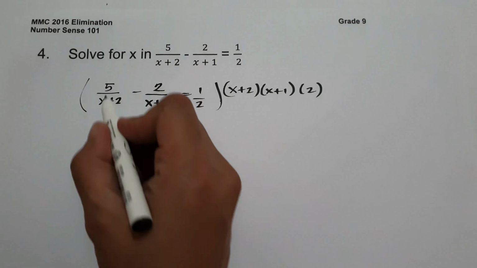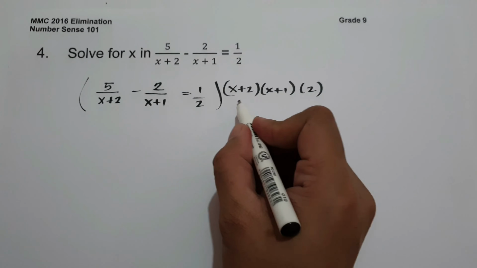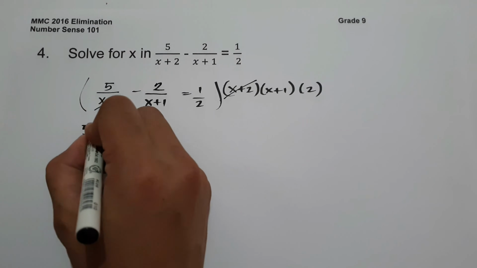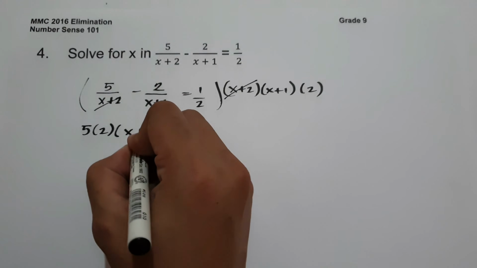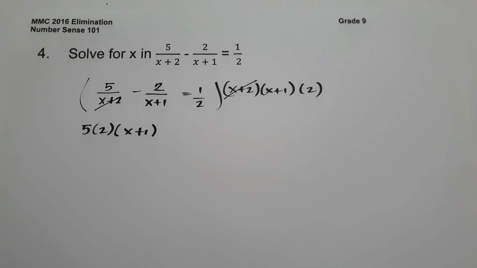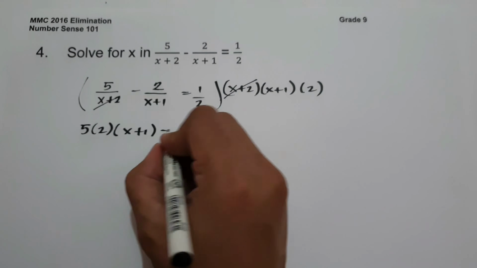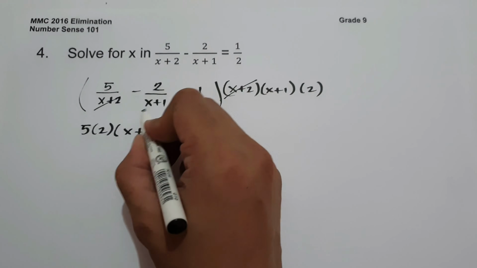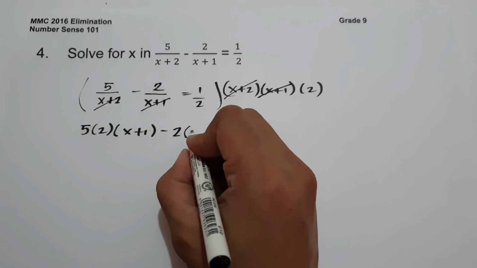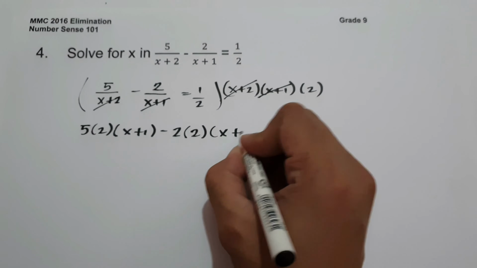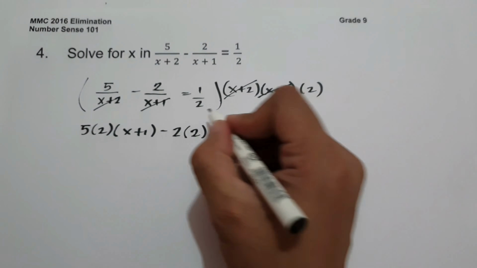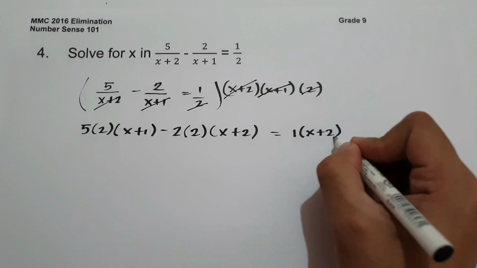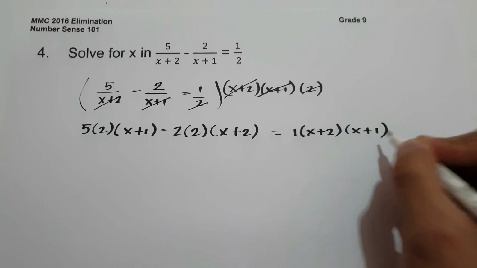So to simplify, 5 over x plus 2 multiplied by this expression, we'll just simply cancel x plus 2. It will give us 5 times 2 multiplied by x plus 1. And then we have negative 2 over x plus 1 multiplied by this expression. We are going to cancel x plus 1. It will give us 2 times x plus 2. And then we are going to cancel 2. We are going to have 1 times x plus 2 times x plus 1.